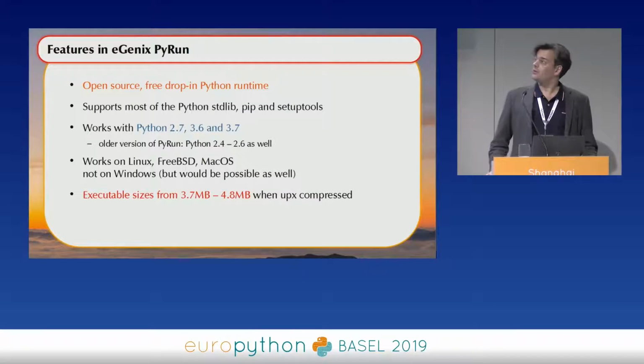It works with Python 2.7, 3.6, and 3.7 now. It also supports lots of older versions. So 2.4 is the oldest version that I still support, not in the current version of PyRun, but in previous ones. And it runs on all the platforms that I wanted to have it run on. The executable size is between 3.7 megabytes for Python 2.7 and 4.8 megabytes. Of course, I'm cheating a bit. I'm using UPX compress for this, but anyway, it still works. The startup time is a bit slower.